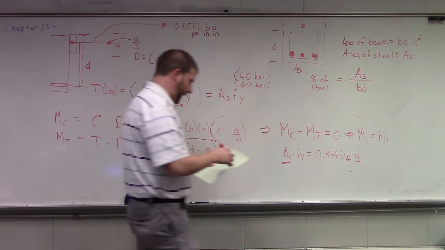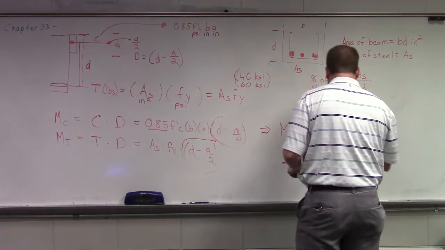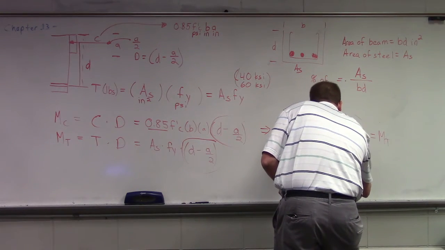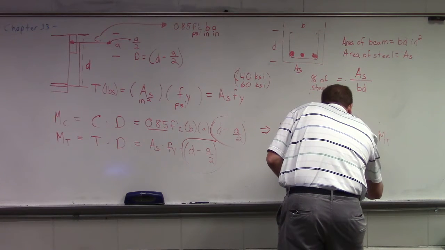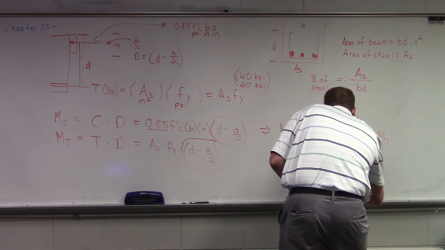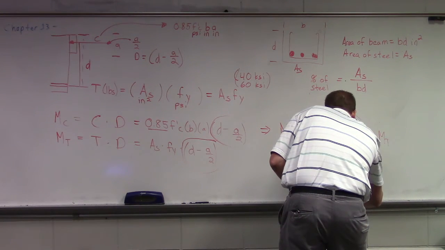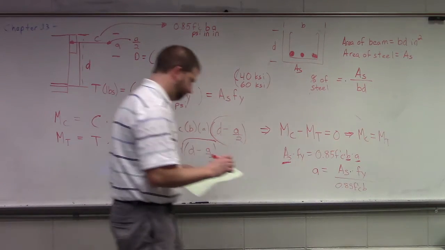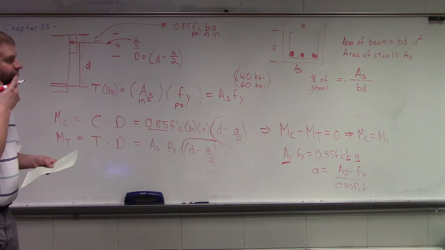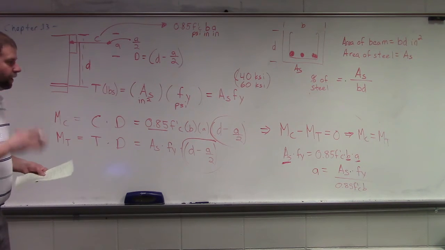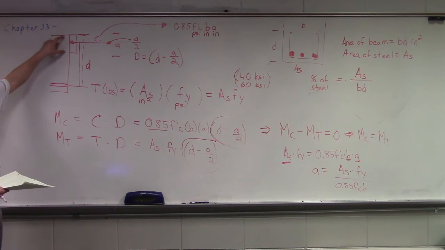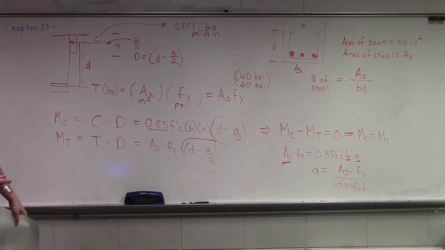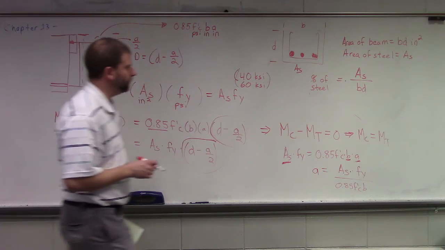So we can write out that if we wanted to solve for A, the depth of that compression zone, it's going to simply equal AS times FY over 0.85 F prime C times B. What's A? A is the depth of the compression zone. The distance down into the concrete that we have compression.